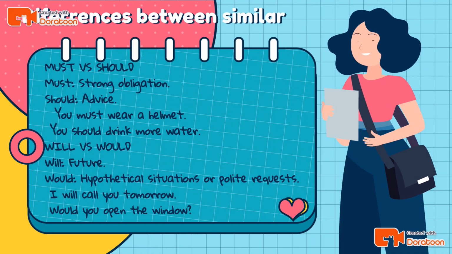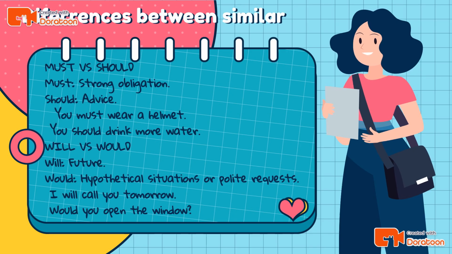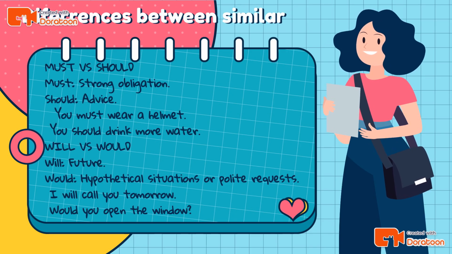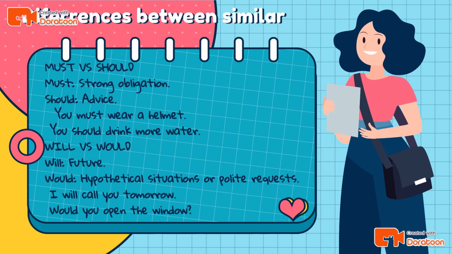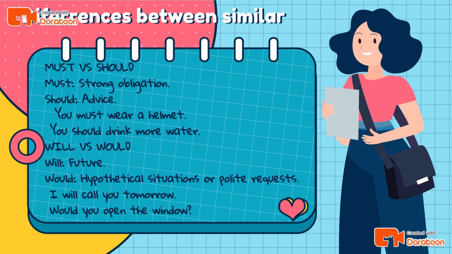Must versus should. Must expresses obligation or rules. Should is used to give advice or recommendations. Will versus would. Will is used for future actions and predictions. Would is used for polite requests and hypothetical situations.